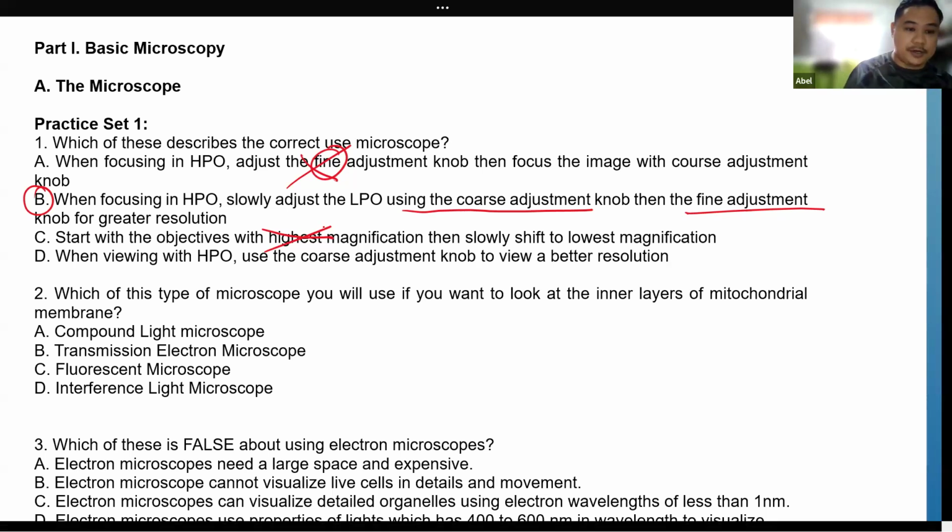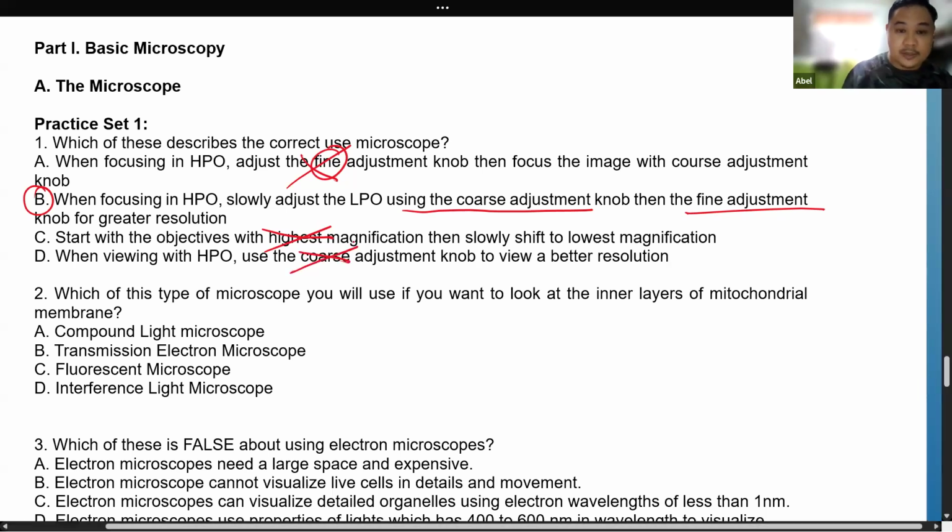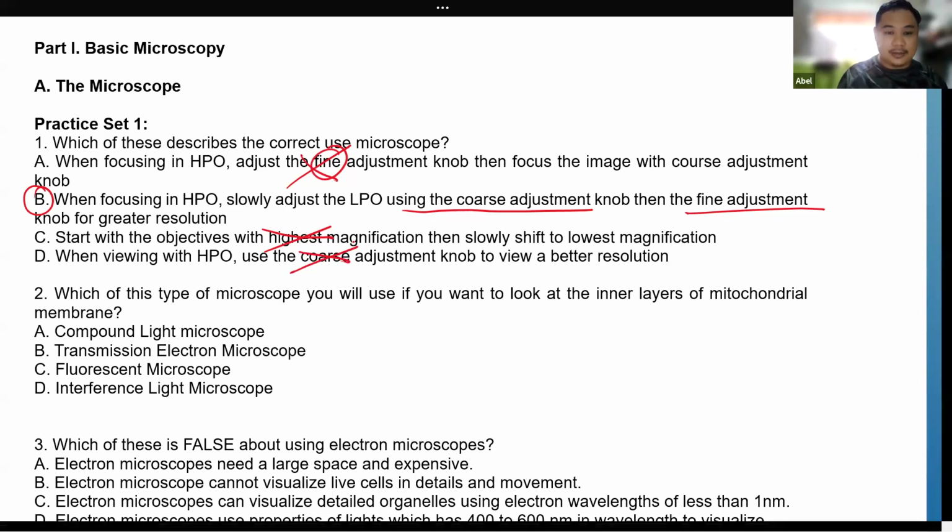How about letter D? When viewing with HPO, use the coarse adjustment now. It's a never thing to do that. Why? You're gonna break the glass and it can penalize you with breakage of the glass as well as the destruction of the specimen. So letter D, it's a no when viewing with HPO. You only have to do the fine adjustment knob.